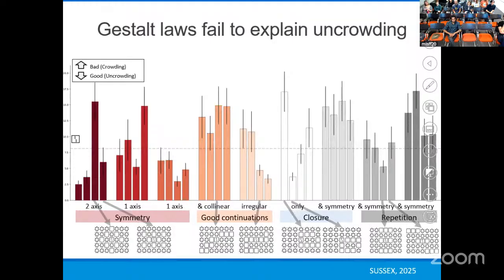And the reason is rather simple. Here the hatched line gives you the performance just for the Vernier within the square. So this is our reference, there's strong crowding. And then you can see that for some of these symmetry cues, you actually get worse. So you get supercrowding here. But there are others like this one, where you get much better, and others very good. And that's true for all of the Gestalt cues. So the Gestalt laws cannot explain these results either.